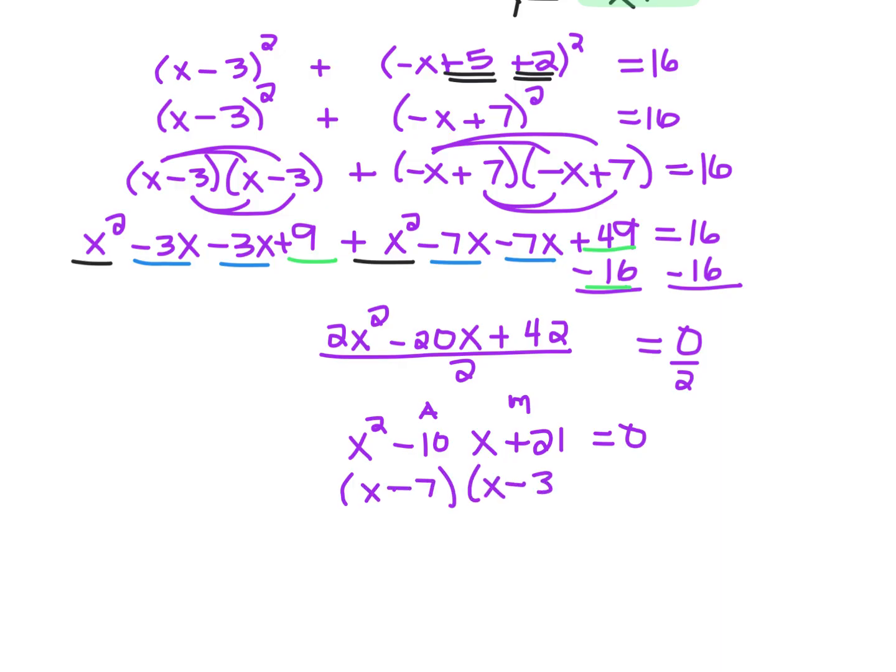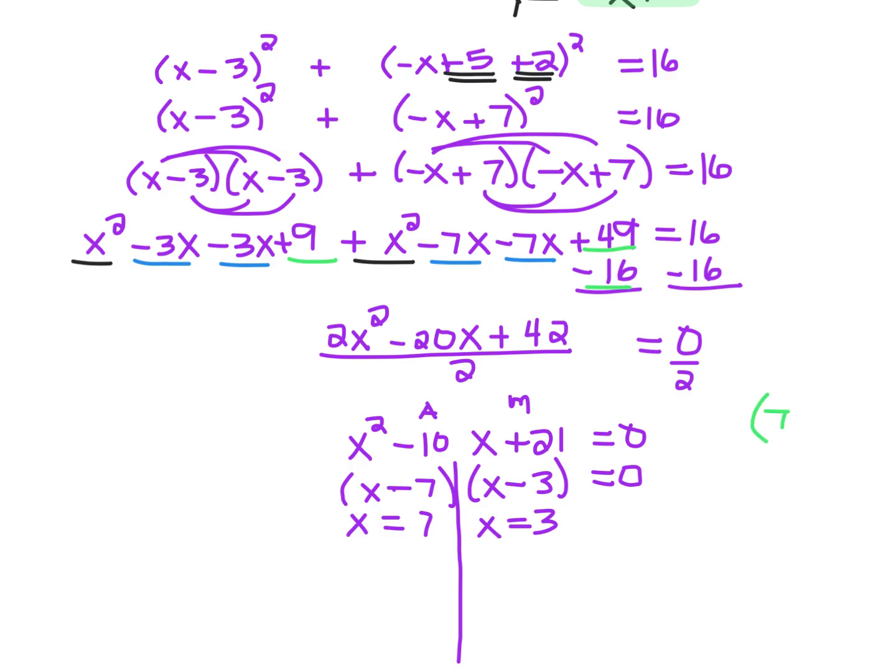I'm not going to forget to bring down my equals 0. I don't want to keep it an equation. And now that I'm solving, I wind up getting x equals 7 and x equals 3. Now, these are not our final answers, right? These are the x coordinates of our solutions. So let me put my solutions over here.